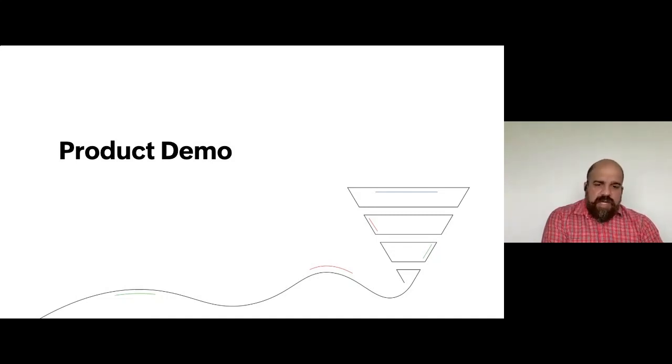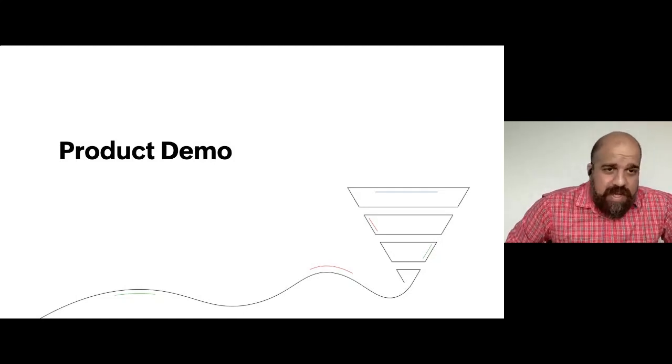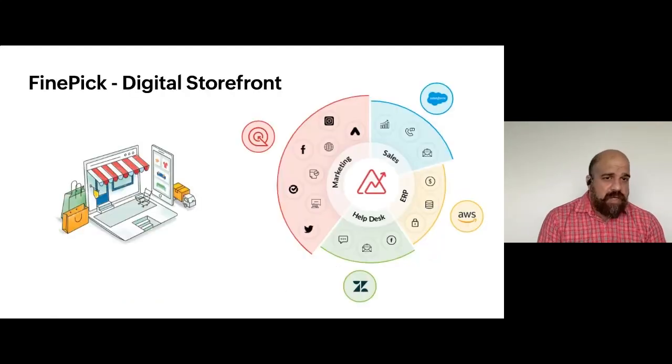To take you through that demo, I have a scenario where I'm looking at a company called FindPick, which is essentially a digital storefront, an e-commerce website. They have tools and technologies that they use as a part of their business. As far as their marketing stack goes, they have data from Google Ads, Instagram, Facebook, Zoho Survey, Twitter, and Zoho SalesIQ. From a sales automation perspective, they're using Salesforce.